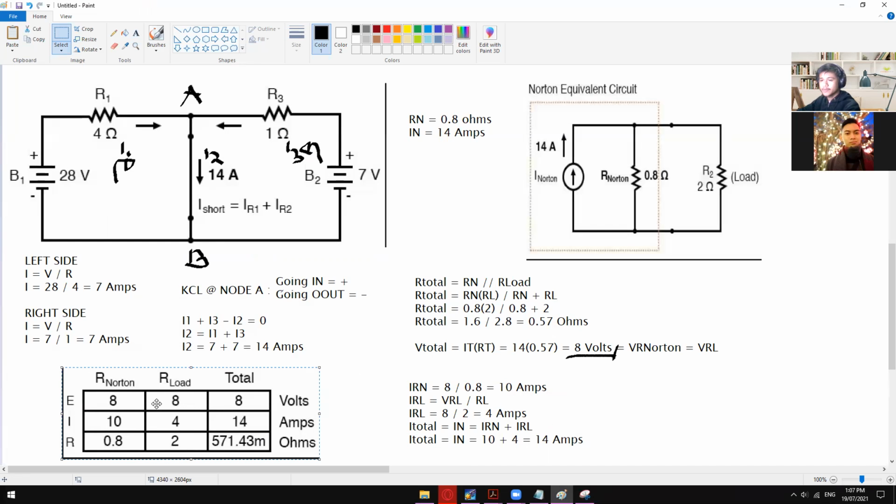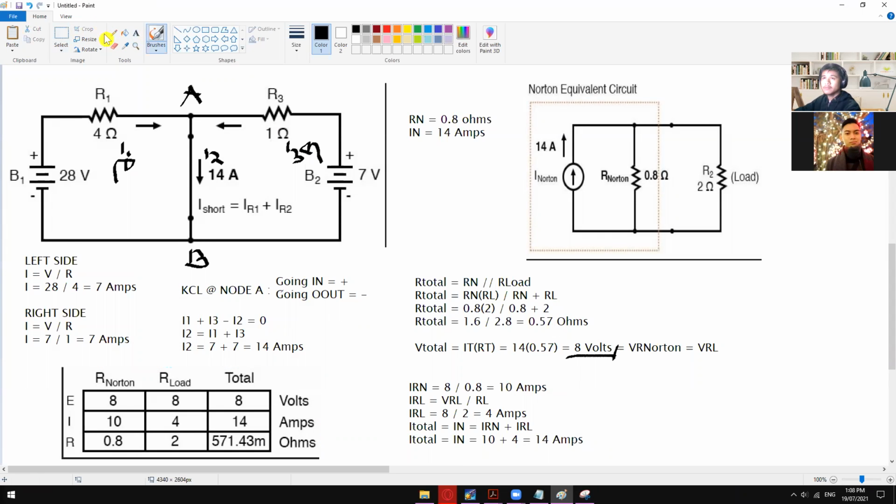Is it right here? So for the voltages, of course, we have 888 since they are in parallel. And then for the current, so we have 10 amps for the IRN. And then IRL is 4 amps, which is correct. And then the total current is 14 amps. And then for the resistances, so we have 0.8 right here for the R Norton, and then 2 ohms for the R load. And then we have here 571.43 milliohms. So this one is the same with 0.57 ohms.